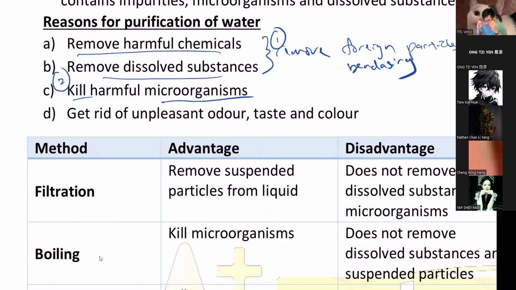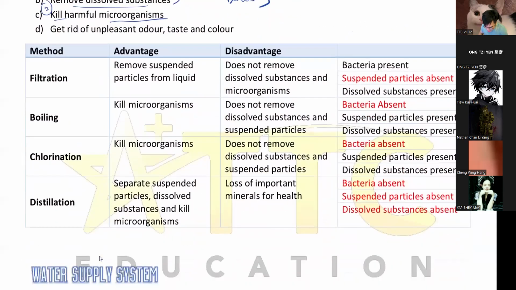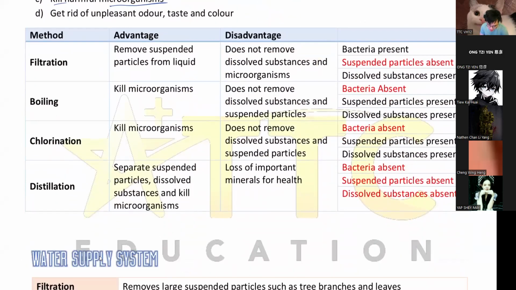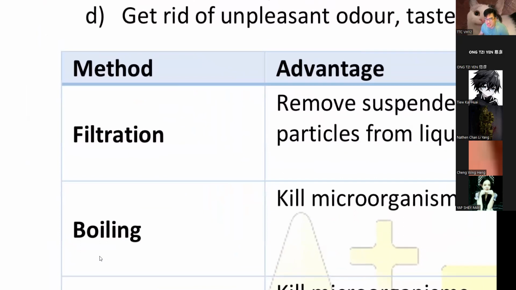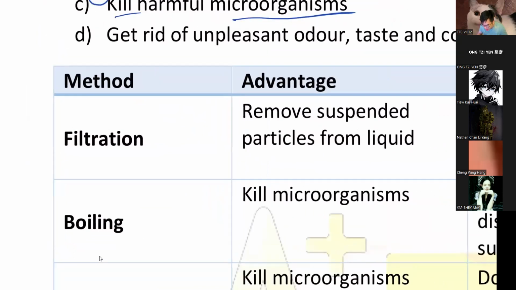Okay, anyway, let's come to the bottom part. There are four methods for you to clean water. Shall we look at them one by one? Let's look at number one, filtration. This is called 过滤 in Mandarin. You know what is 过滤? What is filtration? Basically, you filter lah. Do you have this at home?